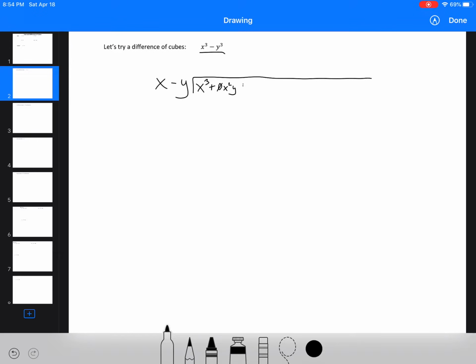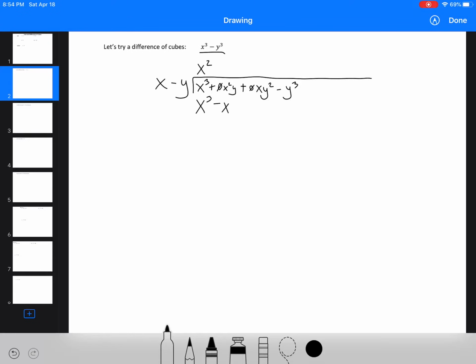So plus 0 x squared y, plus 0 xy squared, or minus y cubed. Now when we work through here, we're going to times the first term by x squared.